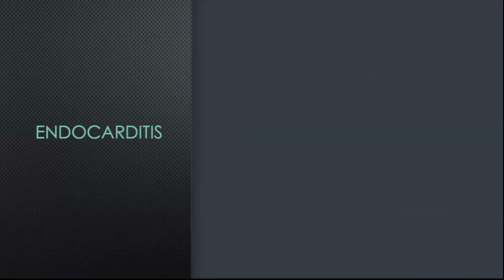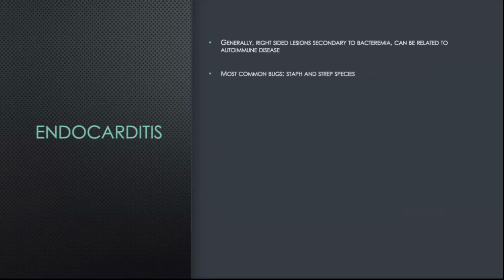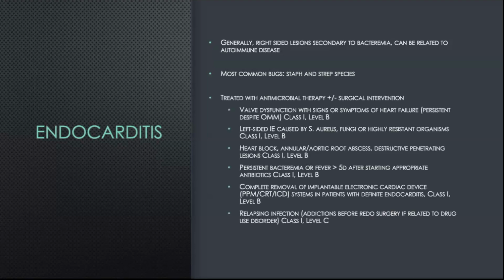The next set of cardiac inclusions that we'll talk about is endocarditis. So generally, these are right-sided lesions secondary to bacteremia. They can happen on the left side. They can also happen in the context of autoimmune or inflammatory disease, like in lupus. You can get Libman-Sacks endocarditis. The most common bugs are staph and strep species. And generally, they're treated with long-term antimicrobial therapy or surgical intervention.